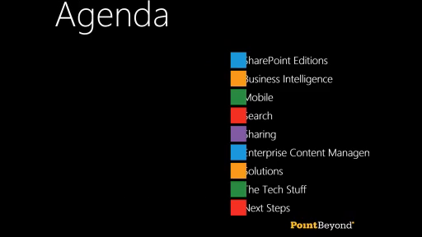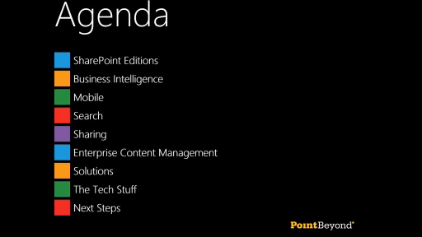So our agenda today is pretty full. We've got a lot of stuff to cram into the hour. We're going to start off by looking at different editions of SharePoint 2013 and some of the ways in which it can be run. We've then picked 6 key areas to look at, going from business intelligence through to mobile search, sharing, enterprise content management and solutions, and then we'll round off by talking very briefly about technical stuff and next steps with SharePoint 2013. So we'll crack straight on.